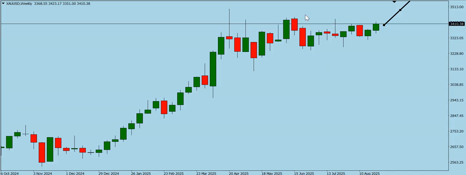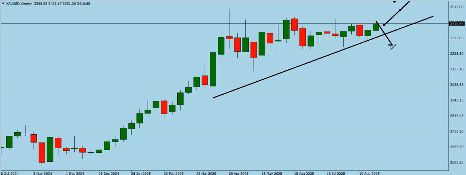On the weekly time frame, price is still bullish, and the bullish ascending trend line is being respected. Until we have a break below this ascending trend line, price is expected to continue upwards.